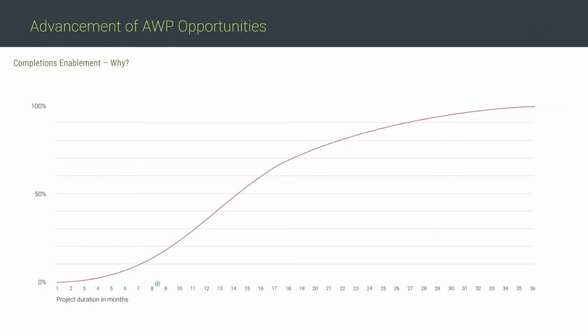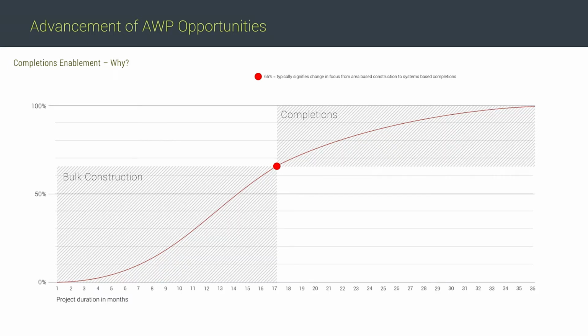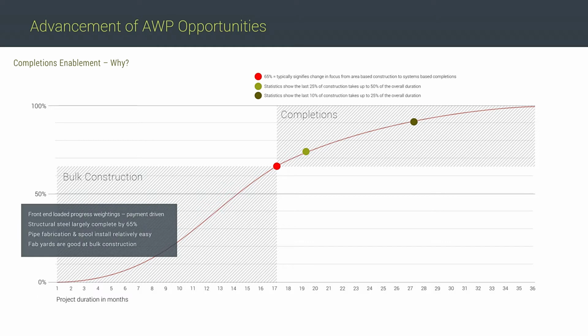If we think about completions enablement, we'll look at why it's important. So typically around 65% is a change in focus from bulk construction to the completions process. Statistics show that the last 25% takes up to 50% of the overall duration, and the last 10% can take up to 25% of the overall duration. This is all schedule erosion and significant cost and startup impact.